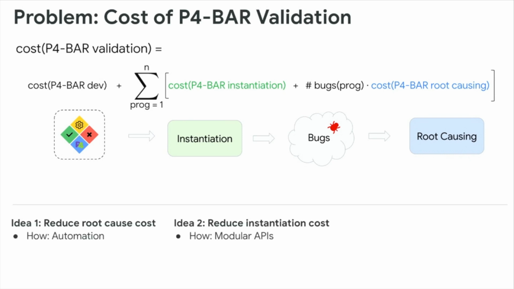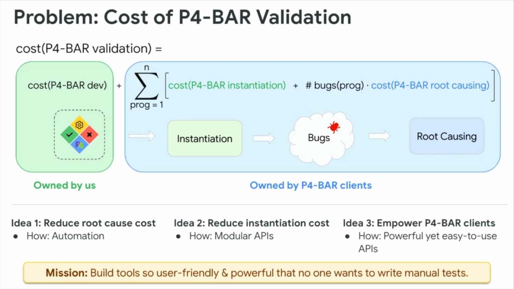But now that we're aware of this formula, we have changed course for some time. There are some obvious ideas here. Obviously, you want to bring down these costs that scale with the number of programs, so the cost of instantiation and root causing. And we can do that through automating root causing and building better APIs that are easier to instantiate. But there's actually a third idea that I would say is maybe the most important idea. And that is to empower the users of P4-Bar to do a lot of the work themselves.